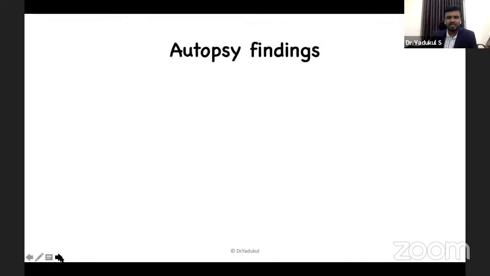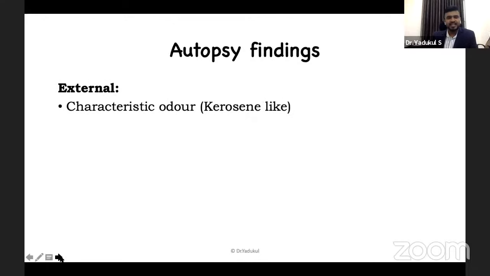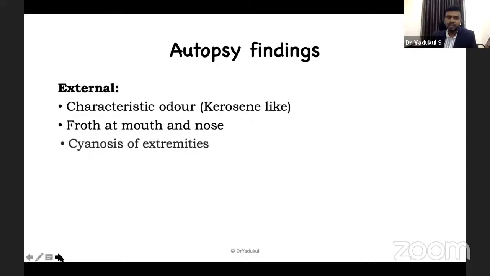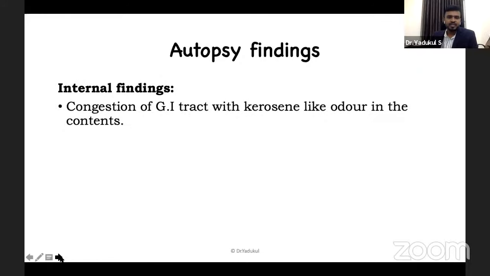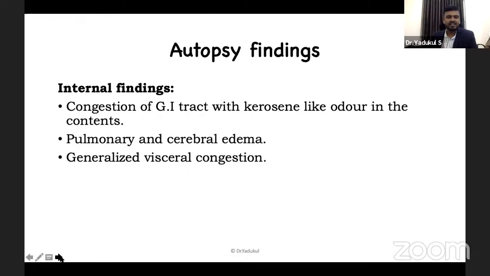I'll briefly tell about the autopsy findings in case of OP poisons, external and internal, as we commonly see. Externally, the characteristic odor, if it is only OP, you can see garlic-like froth at mouth and nose. Cyanosis you can see in the extremities, constricted pupils if not treated. Internal findings in case of OP poisoning: there is congestion of GI tract with kerosene-like odor in the contents, pulmonary and cerebral edema, generalized visceral congestion.